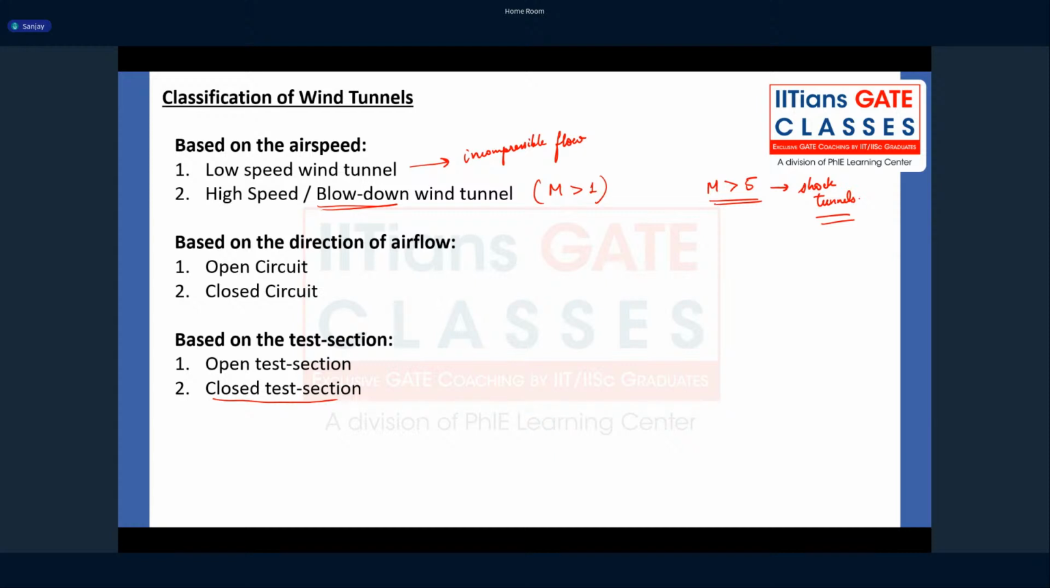But when it comes to an open test section, the test section walls are not there. It is physically open. So you keep your model there and it experiences the atmospheric or ambient conditions. So this type of wind tunnel can be used when you want to test your models with ambient conditions. Otherwise, we mostly go with closed test section wind tunnels.